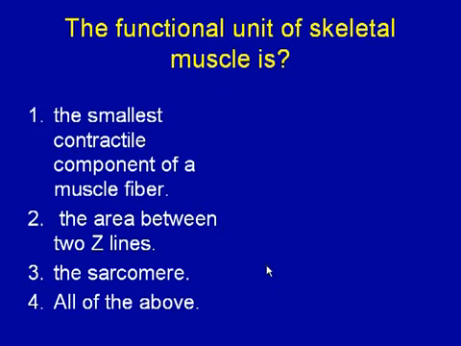So let's see if you remember. When I said the functional unit of the muscle is what? Well, automatically you wanted to say what? Sarcomere. So should you circle that and move on? Is it the area between two Z lines? Yes, it is. Is it the smallest contractile component of a muscle fiber? It is. It's all of the above. Be careful when you see an all of the above. If you knew this one and this one, but you weren't sure on this one, what do you know it has to be? It has to be all of the above. If you know for sure 2 and 3 are right, you know it has to be all of the above.